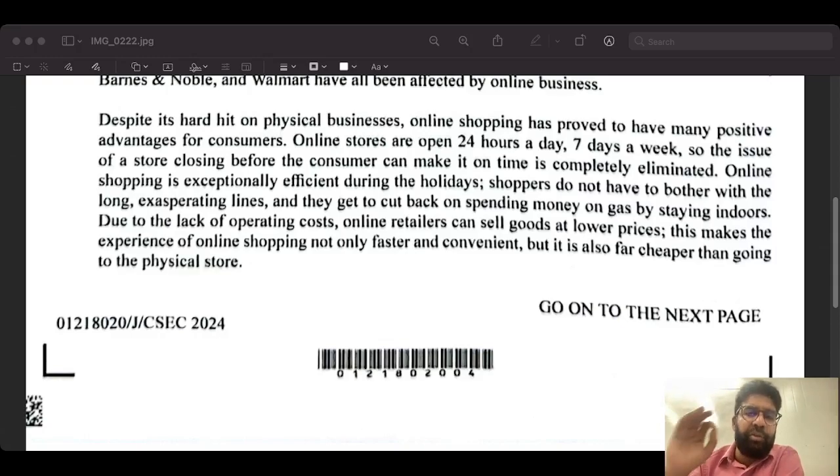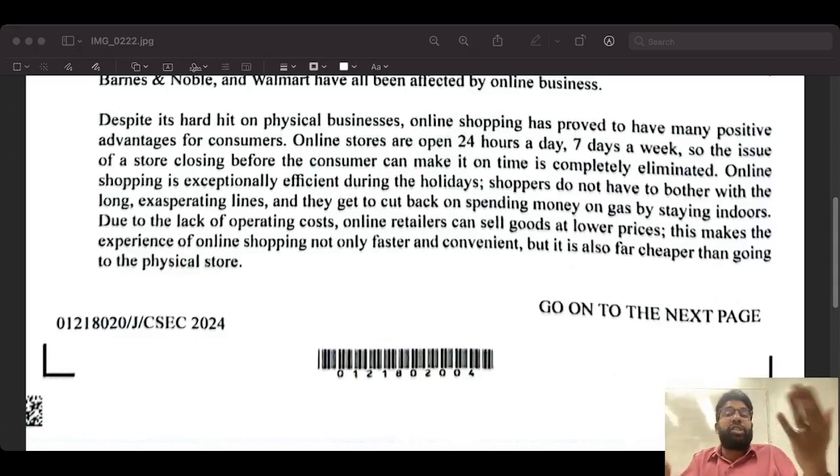Despite its hard hit on physical businesses, online shopping has proved to have many positive advantages for customers. So they're saying, although it's smashing up people's businesses, which is a bad thing for business people, it just does good things for customers. This is our topic sentence, so it shows us the rest of this paragraph is going to be about what?